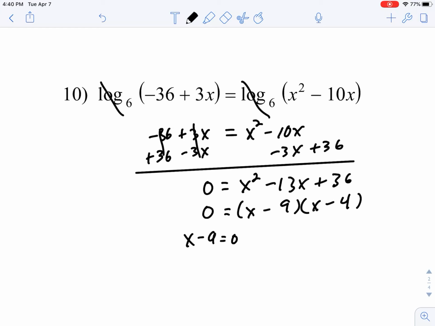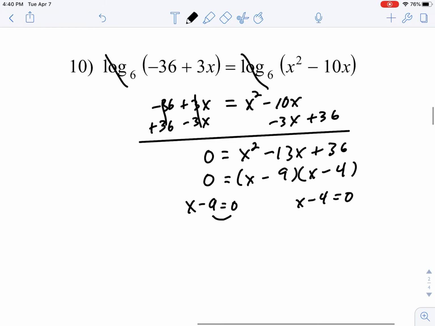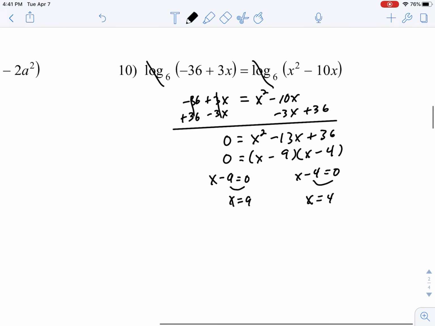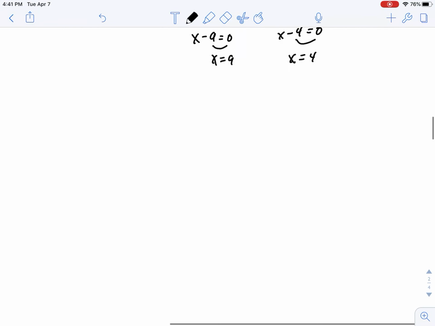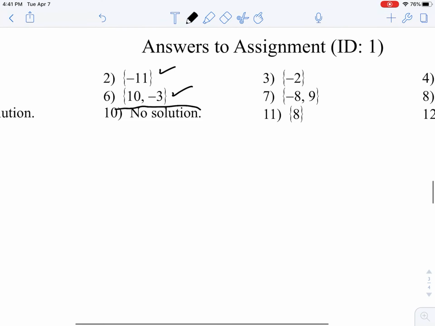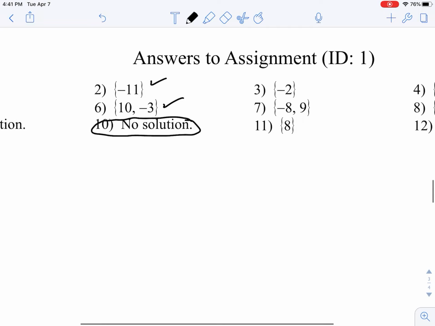Set each one equal to 0. Add 9 over to here, you get x equals 9. Add 4 over to here, you get x equals 4. Now I'm going to go down and check these. Notice I haven't circled them yet because I just know what's going to happen here. Number 10, it says no solution. So what's up with that?